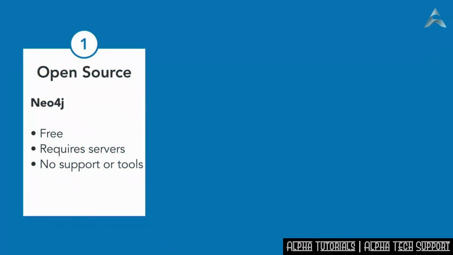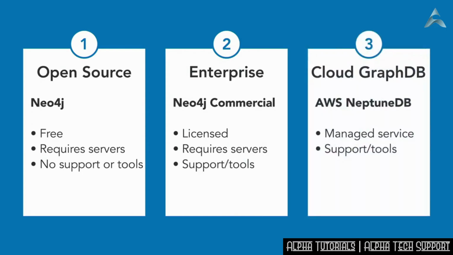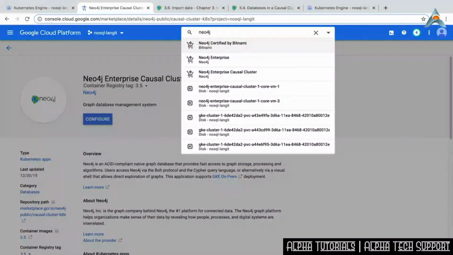Despite the graph database landscape being relatively new, we still have our 1, 2, 3 choices. So open source, Neo4j, free, requires servers, and you have to provide support and tooling. At the enterprise level, there's a commercial version of Neo4j that's licensed. It still requires servers, but they supply the support and the tooling. And relatively new on the block, we have AWS NeptuneDB, which is a managed service, and they supply the support and tools.